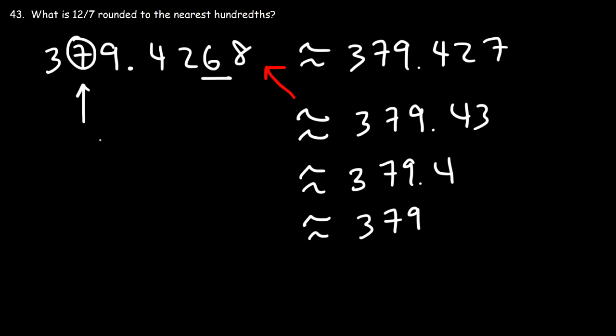So either we round it up to 380 or round it down to 370. So 9 is in the category of 5 or more. So we're going to round it up to 380. So that's how you can round it to the tenths place.